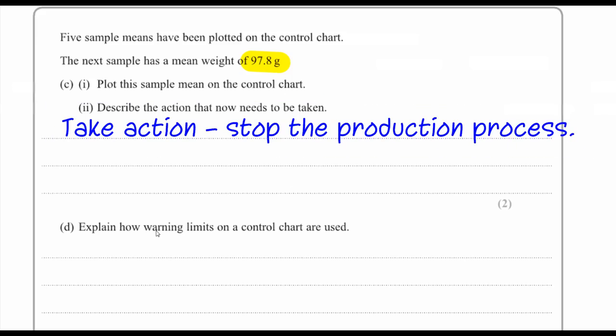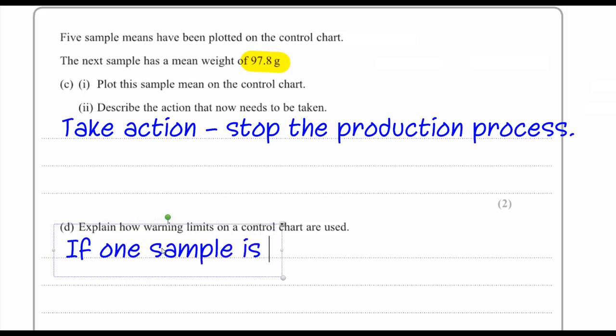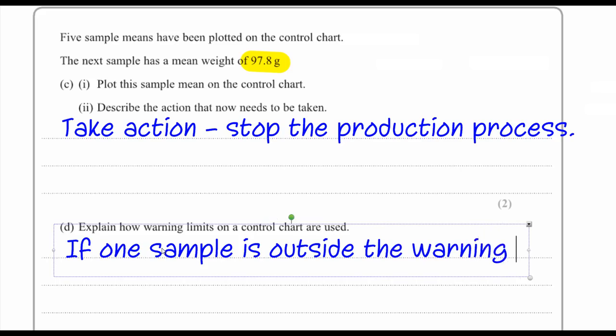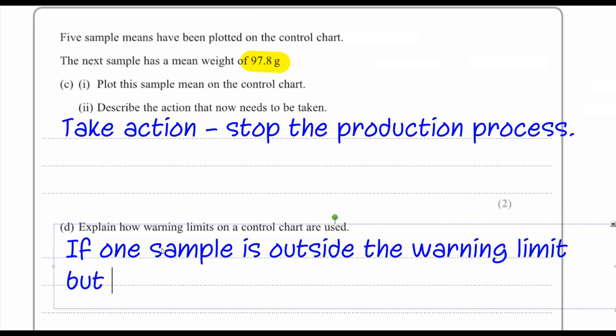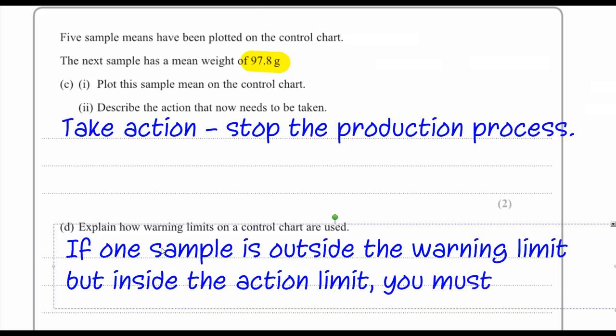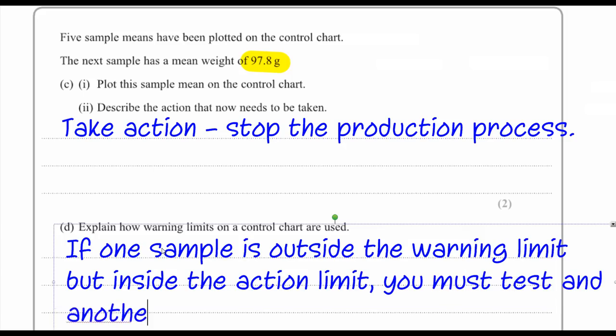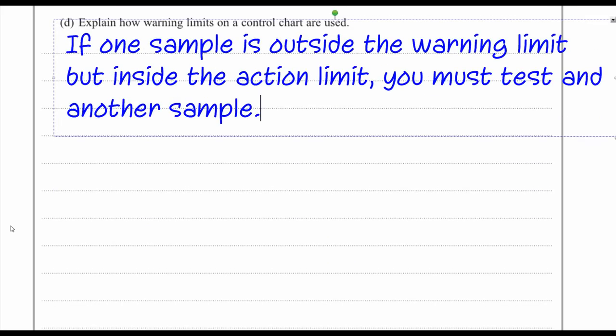Part D. Explain how warning limits on a control chart are used. Well, a warning is just that, it's a warning. So if one sample is outside the warning limit but inside the action limit, you must test another sample. So what we're saying is, okay, well that looks a bit dodgy. We'll test another one, see how that one looks.